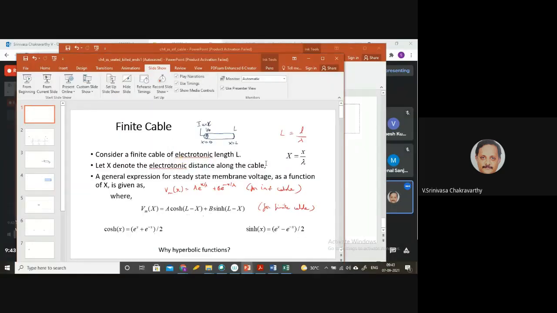Okay, so that completes our discussion for today. We were able to derive the expressions for voltage distribution and input resistance for actually four kinds of cables: the infinite cable, semi-infinite cable, and finite cable, with two different kinds of boundary conditions, one with sealed and one with killed end. So then we are ready to derive the expression for arbitrary boundary condition, where there's a loading resistance of value RL.